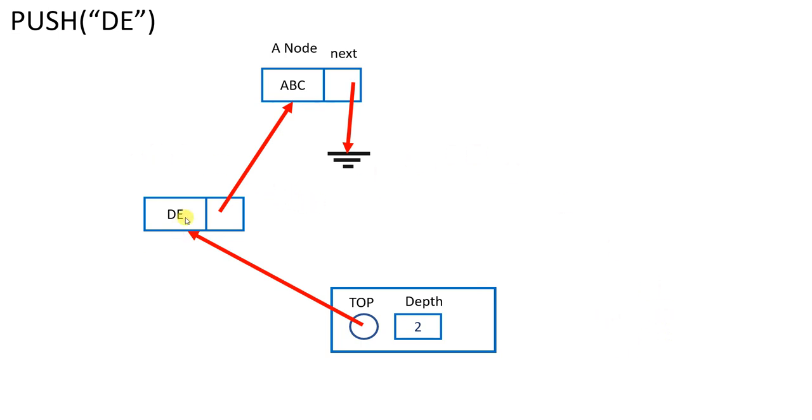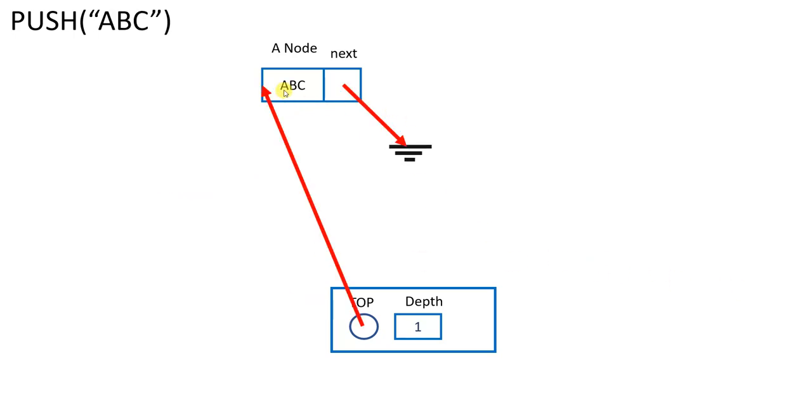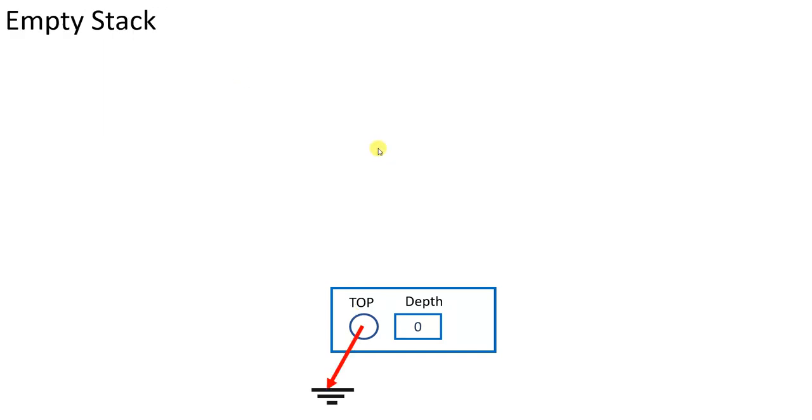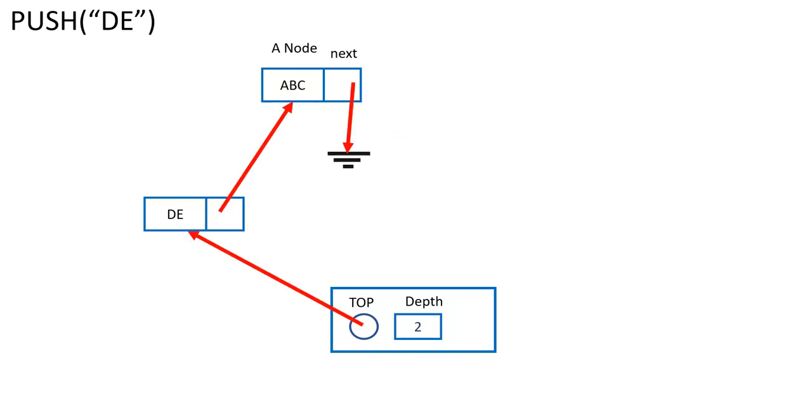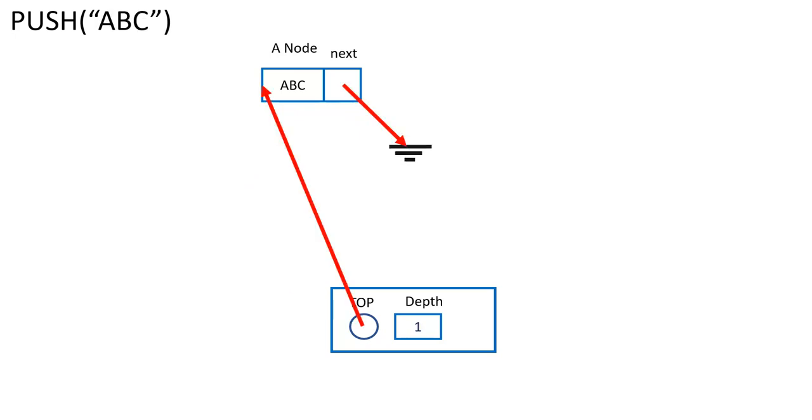So every node has a piece of data. For every single push that you do, one node will be added to the stack, and top always points to the last thing that was pushed in. When you pop the top node, it returns the value of the data to you and goes back to the previous one. So a stack works as first in, last out. The first one that you push is the last one that comes out.